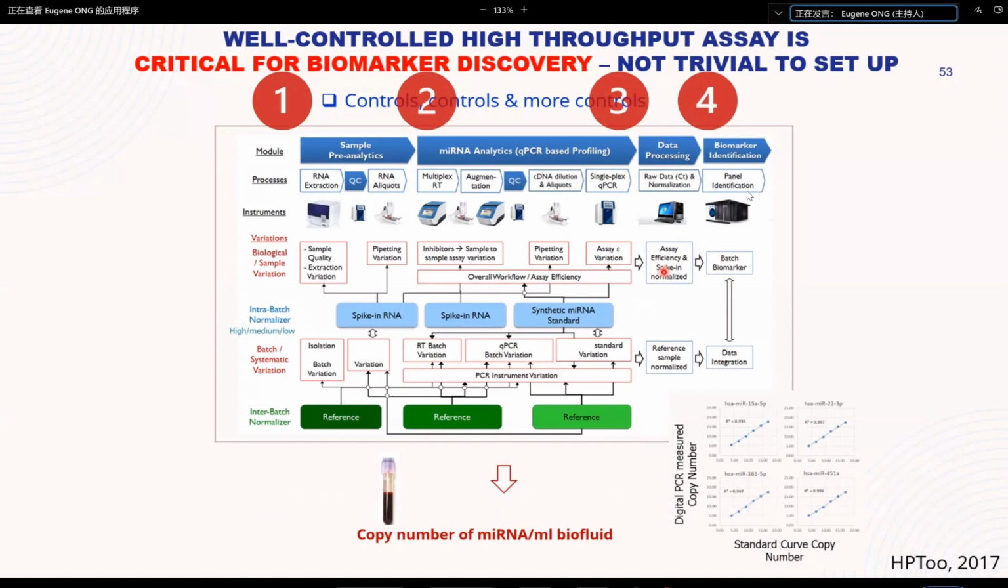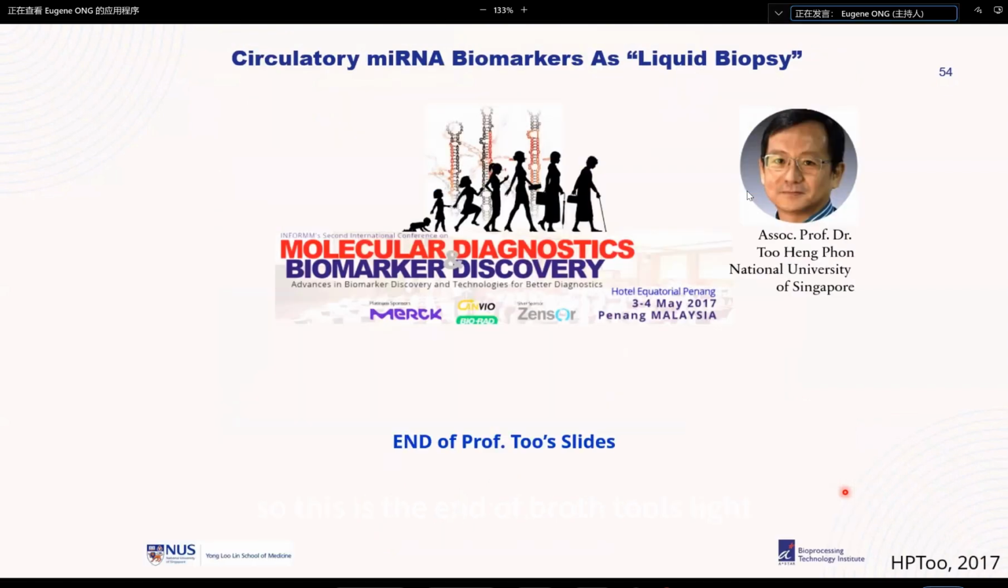So it's not just one or two samples, but when you have thousands of samples, it has to be analyzed, not individually or manually, but by some kind of computer program that always works at the same kind of condition or parameters. So using that, he showed that, yes, they were able to identify a certain microRNA, shown here, where they have a good correlation with the expected disease. So this is the end of Prof. 2's slide. Okay.